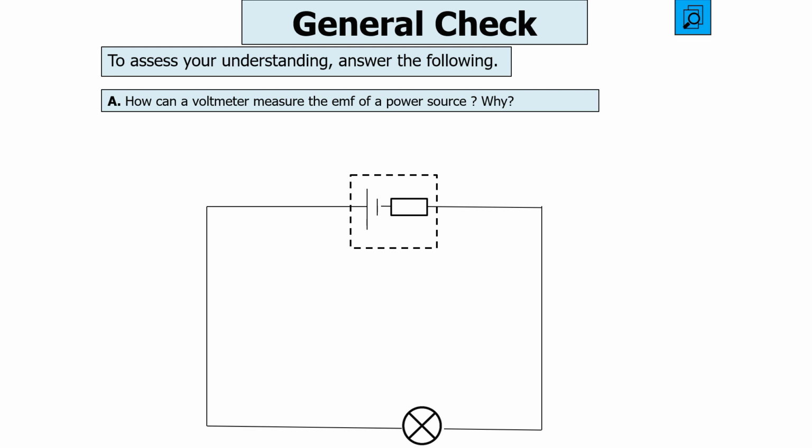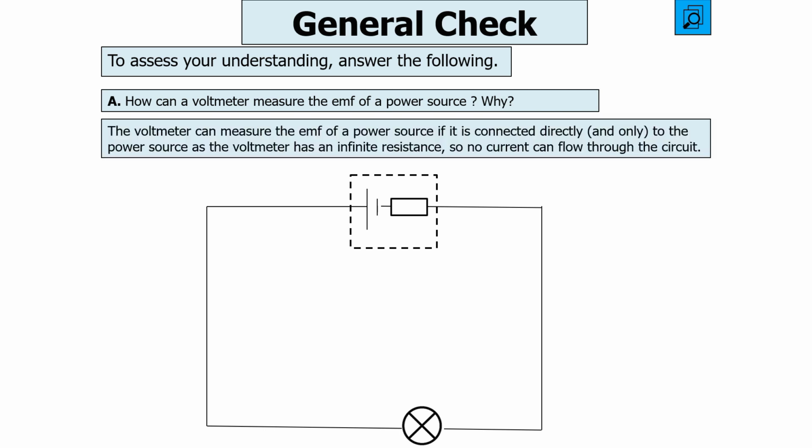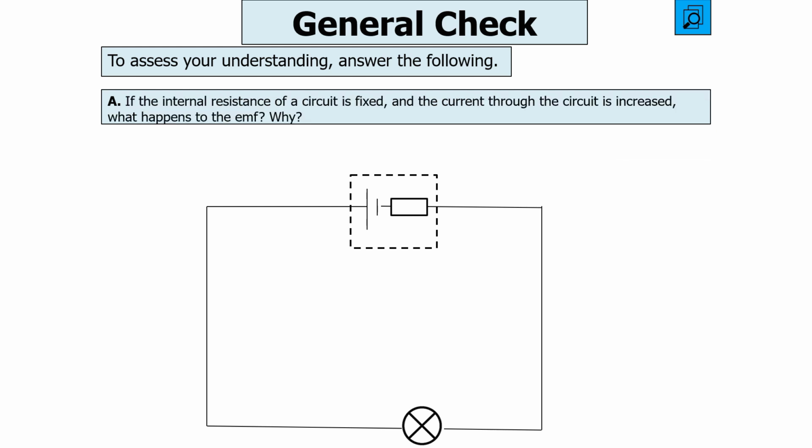So pause the video now, then unpause the video when you want to go through your answer. Well, in this aspect, the voltmeter can measure the EMF of a power source if it's connected directly and only to the power source, as the voltmeter has an infinite resistance, so no current can flow through the circuit, so there can't be any internal resistance. The next question says, if the internal resistance of a circuit is fixed and the current through the circuit is increased, what happens to the EMF, and why?